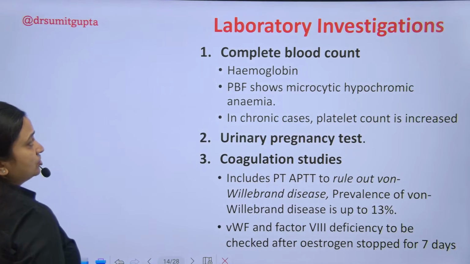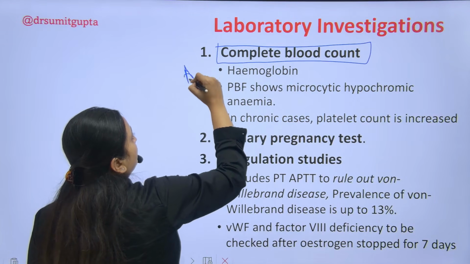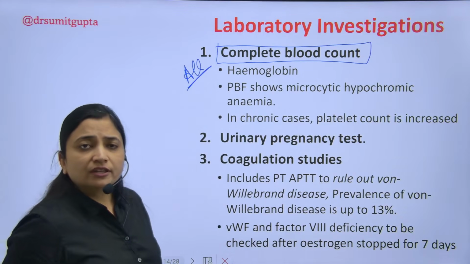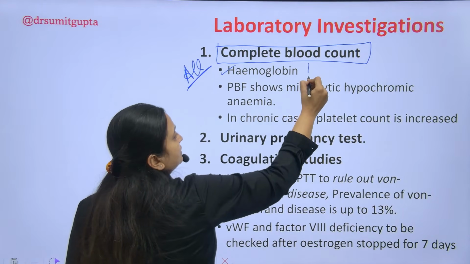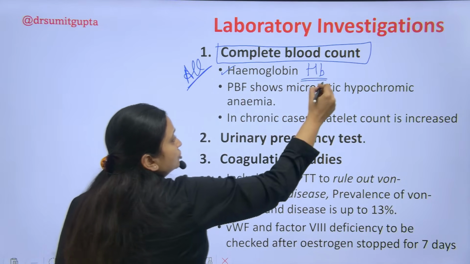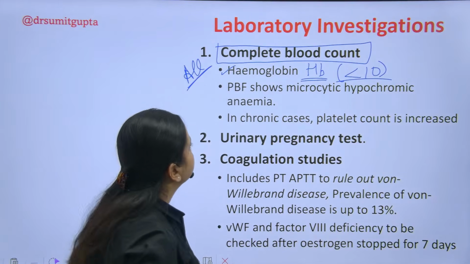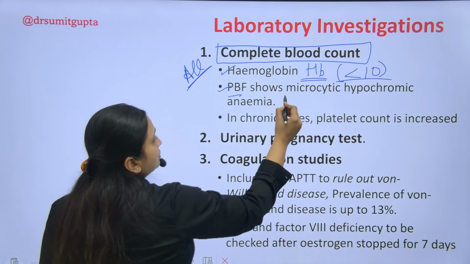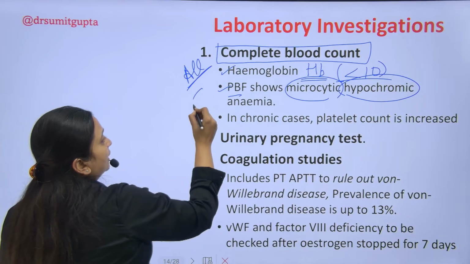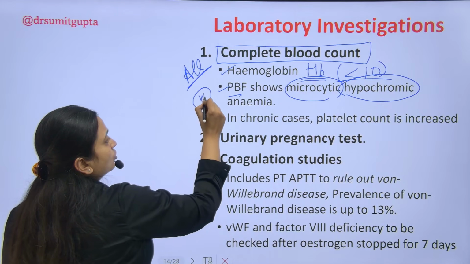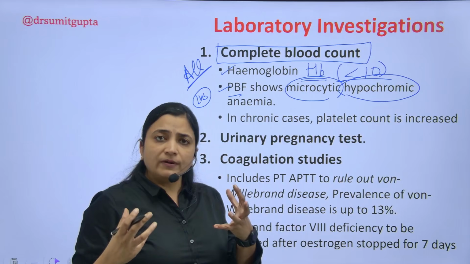Now laboratory investigation, first and foremost to be done for all of the patients, that is the complete blood count. Since we are dealing with AUB, that means the patient is losing blood. We need to know what is the hemoglobin status, whether she is anemic. Generally a hemoglobin of less than 10 tells you that yes, she is bleeding more. The peripheral blood film shows microcytic hypochromic anemia. What does that mean? The red blood cells are small in size with less hemoglobin. That means she is losing blood, and the RBCs are not formed nicely.